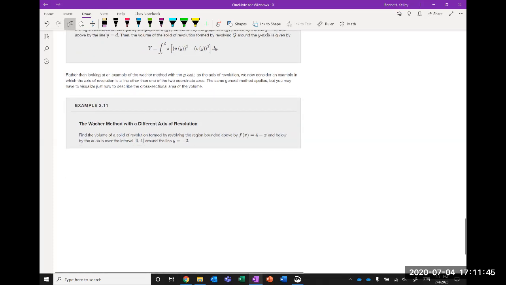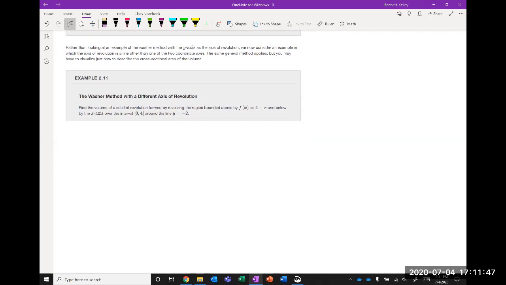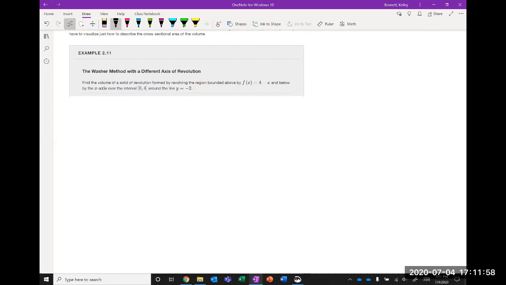So this is when we're not going about a particular axis, but we're going about maybe a line, x equals a or y equals a. So in this case, we've got a function f of x equals 4 minus x, and then we're going to bound it below still by the x-axis, but we're not going to rotate it about the x-axis. We're going to rotate it below the x-axis about the line y equals negative 2. So what this all looks like, I just cannot draw today.